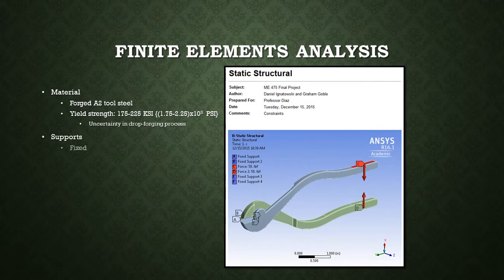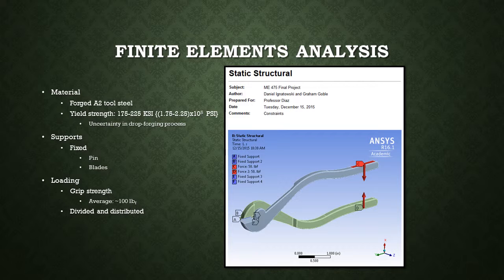So we took our NX assembly and imported it into ANSYS. We assigned the material as A2 tool steel. Our yield strength ranged from 175 to 225 KSI, and there was a very large uncertainty in this number, basically because the properties change based on the type of heat treatment that the metal undergoes.